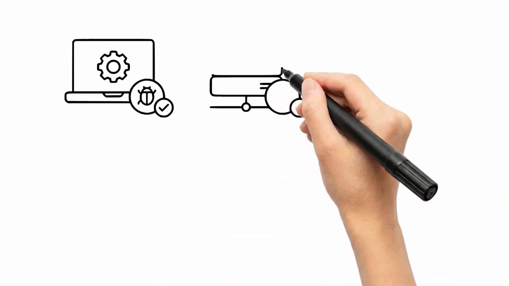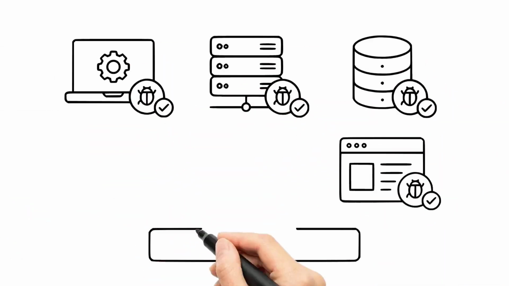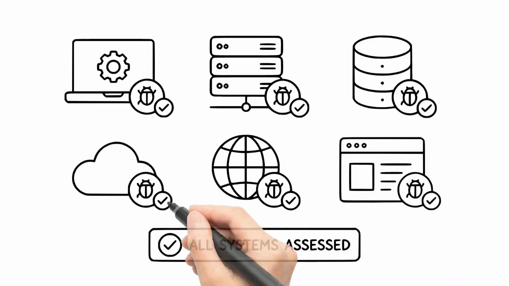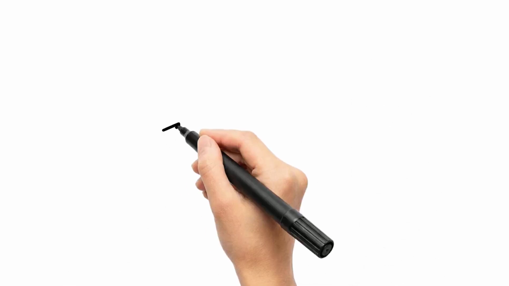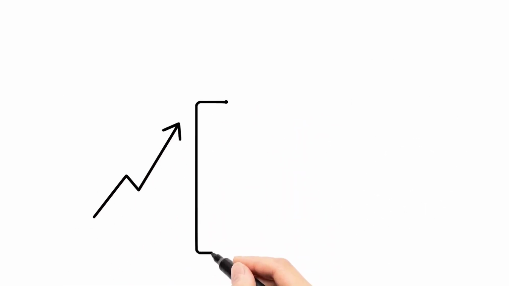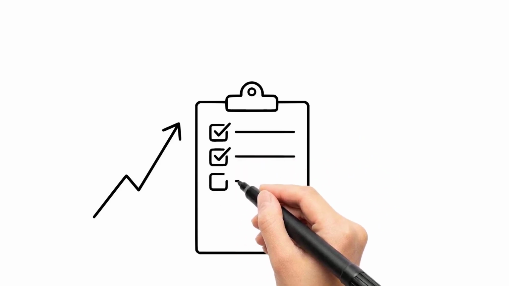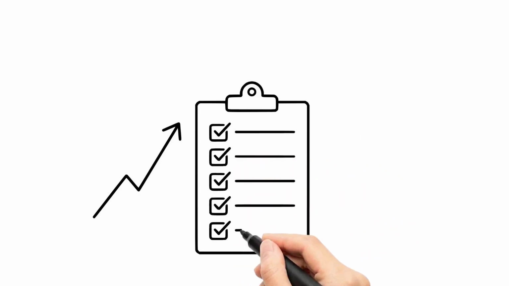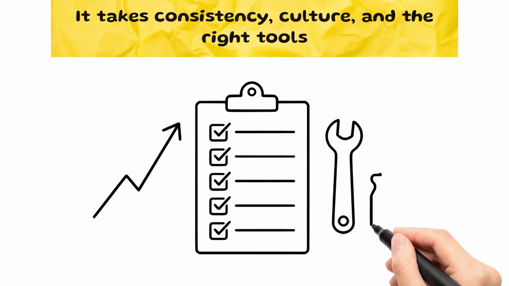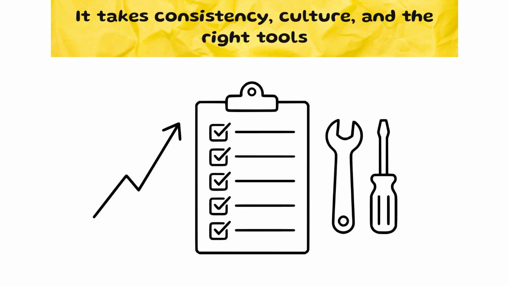Now imagine this process operating smoothly. Every asset is visible. Every vulnerability is assessed. Every fix is tracked. And every result is verified. That's what mature vulnerability management looks like. But it doesn't happen overnight. It takes consistency, culture, and the right tools.